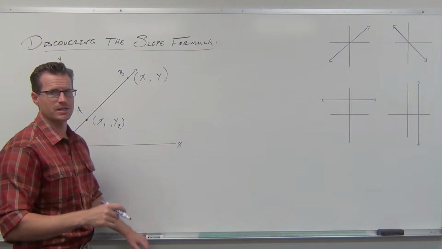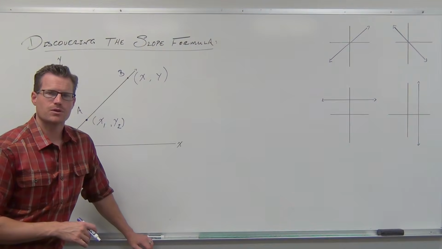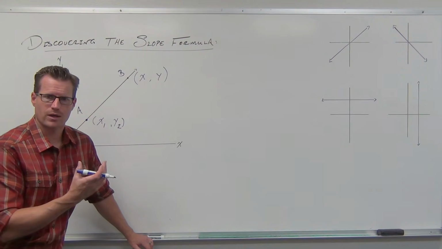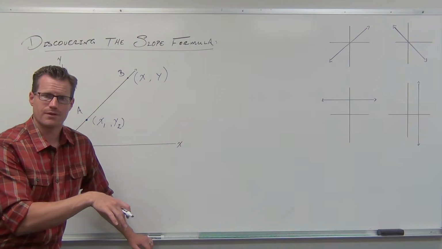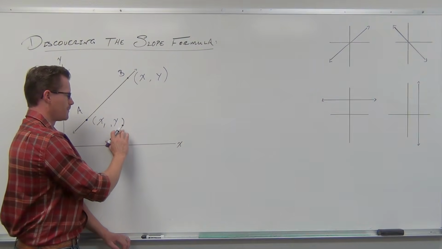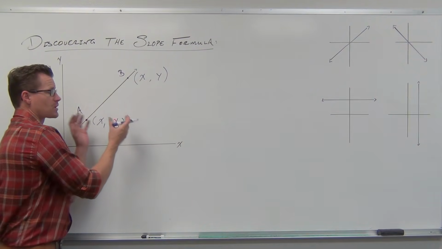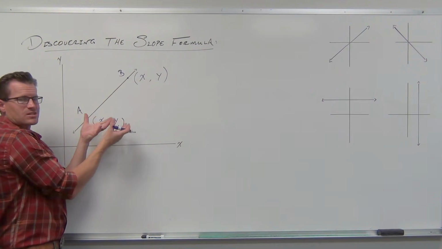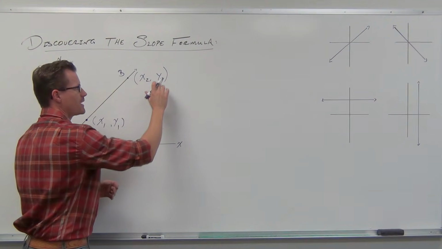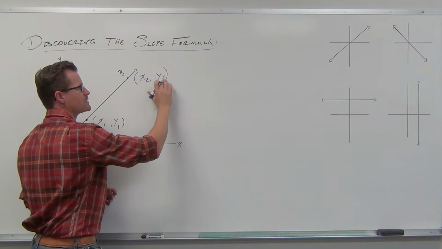Oops, I made a big mistake. Please don't do this. If you're going to have a point, it needs to have an x coordinate and a y coordinate that have the same subscript. So we'd have x1, y1, not x1, y2 like I wrote. So this is our first point. x1, y1, let's consider that to be point A. And then x2, y2, let's consider that to be point 2.